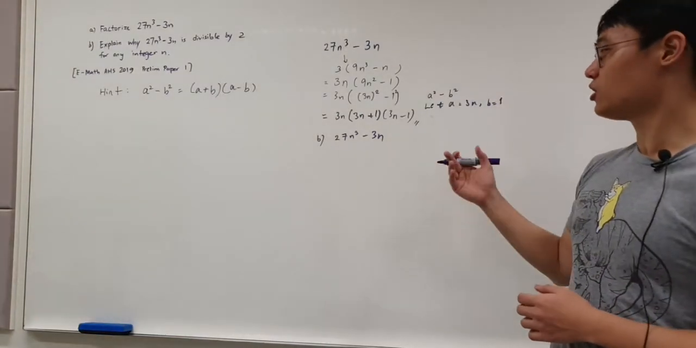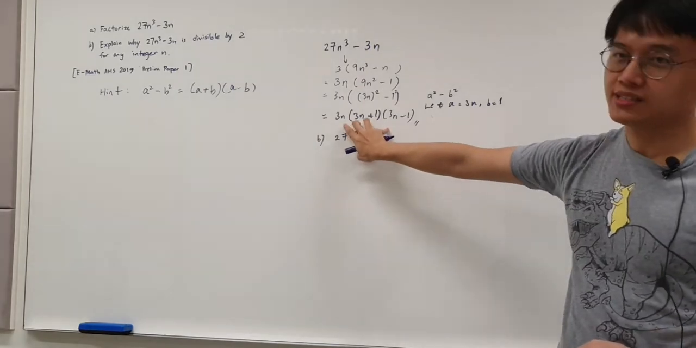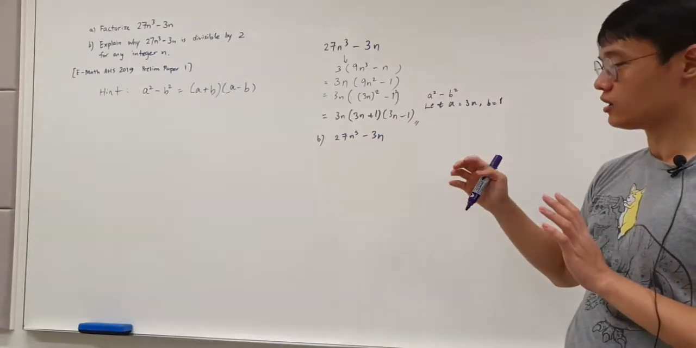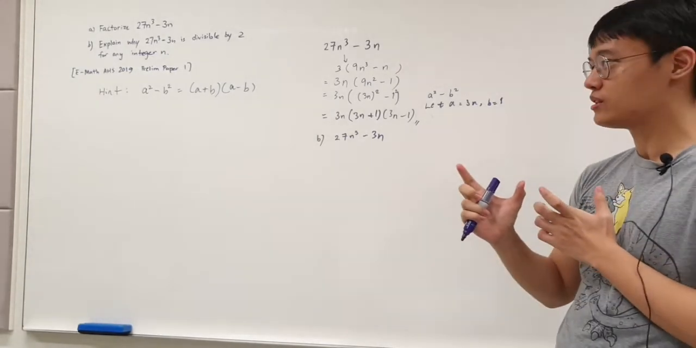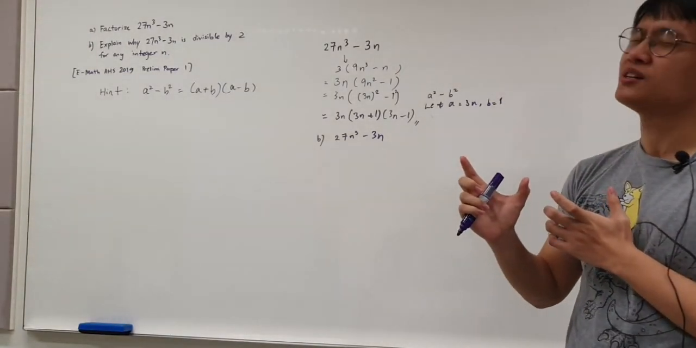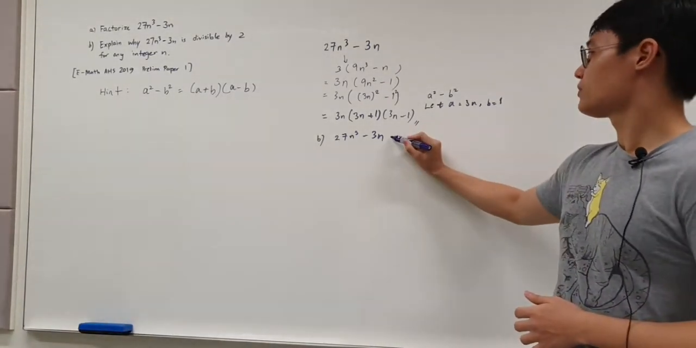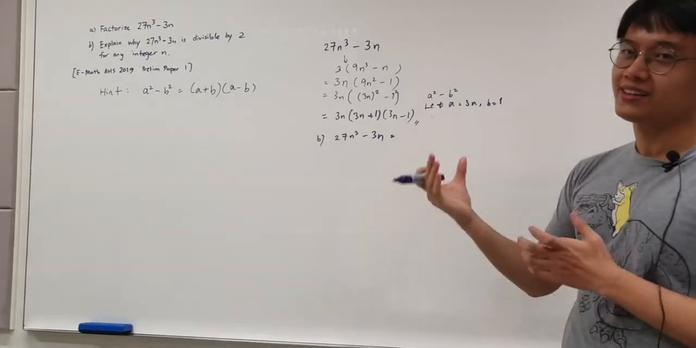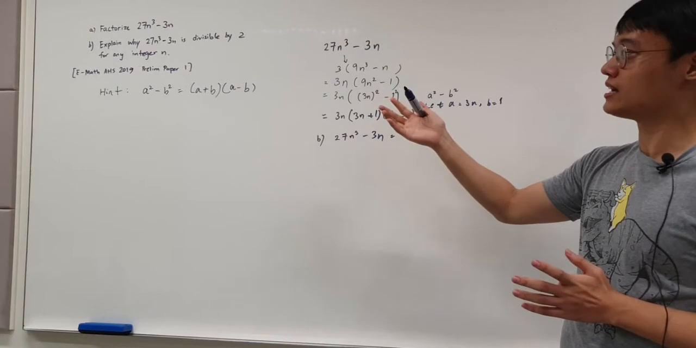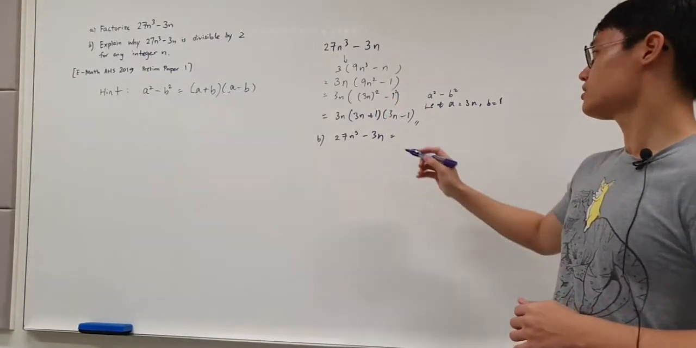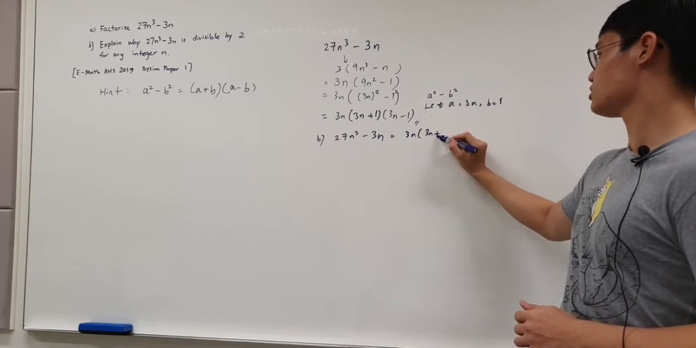This is because the factorized form actually gives us all the factors of 27n cubed minus 3n, which is what we want. If a factor is divisible by 2, then we can safely say that 27n cubed minus 3n is divisible by 2. So let's just try this out. This is 3n times 3n minus 1 times 3n plus 1.